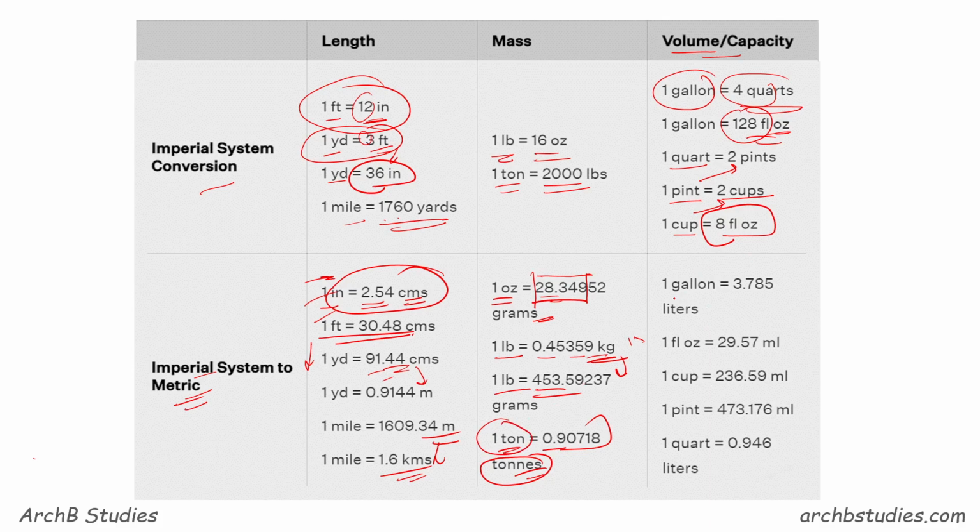And for volume, we have 1 gallon equal to 3.785 liters, 1 fluid ounce equal to 29.57 ml, 1 cup equal to 236.59 ml, 1 pint equal to 473.176 ml. Similarly, 1 quart equal to 0.946 liters.